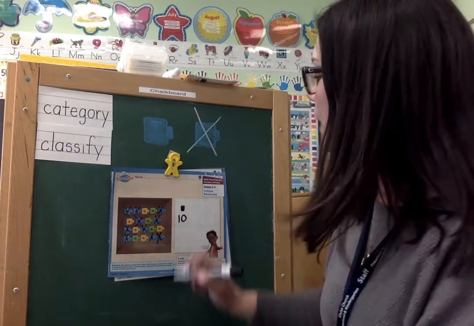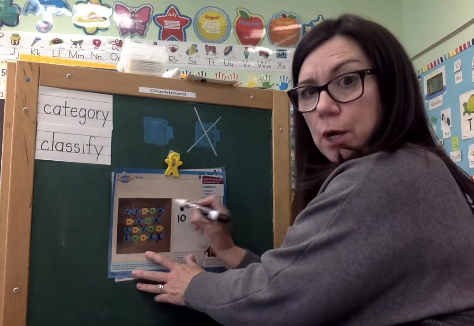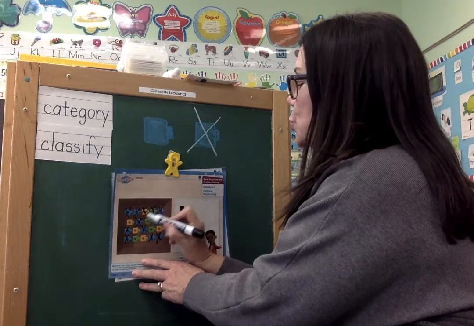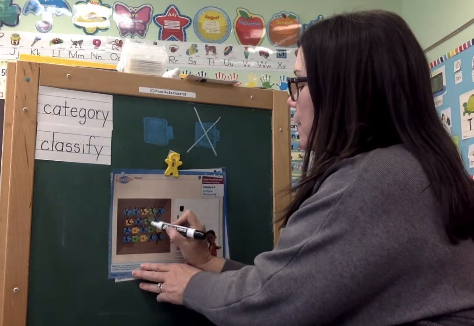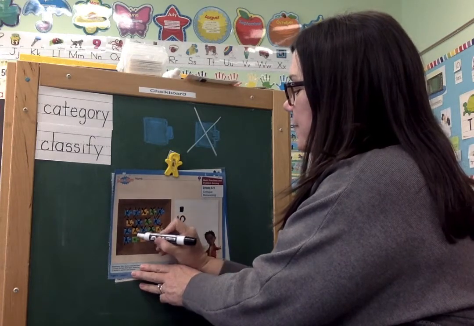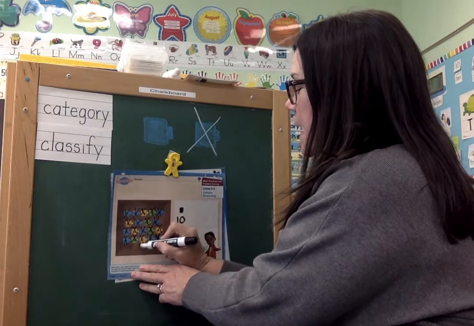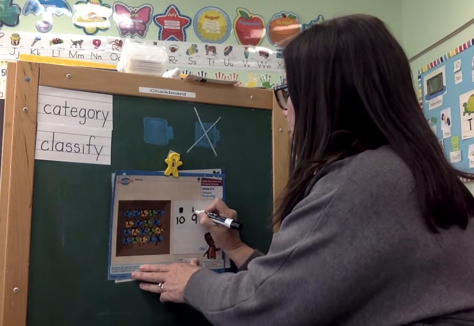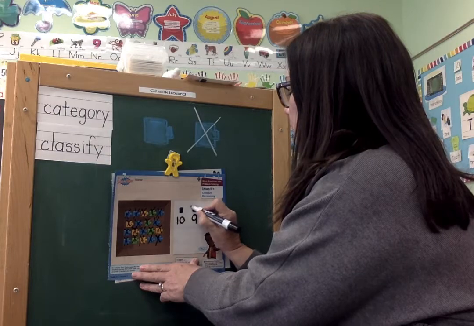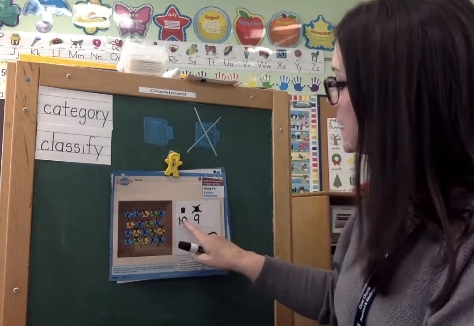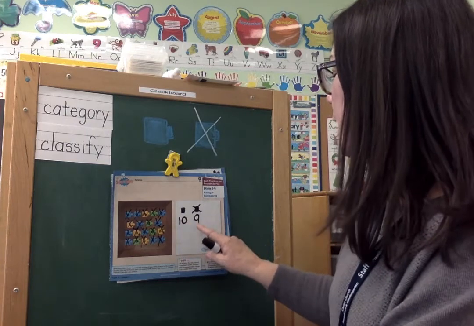All right, let's go back and count the ones that are not blue. So we're going to start across the top. We'll start with this yellow one. 1, 2, 3, 4, 5, 6, 7, 8, 9. So I counted 9 cubes. We're going to put an X over the ones that are not blue. 10 that are blue, 9 that are not.